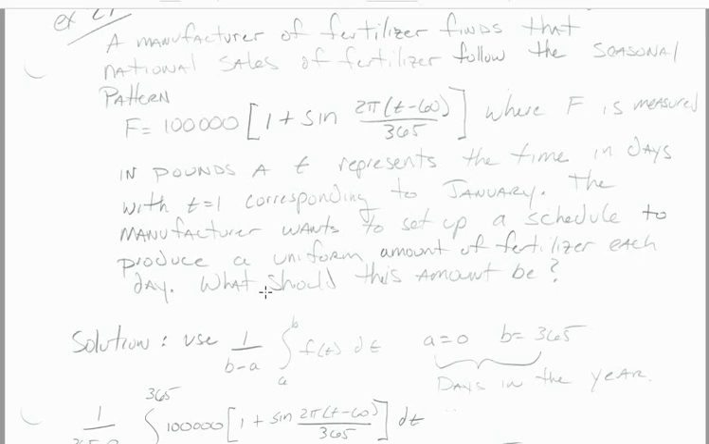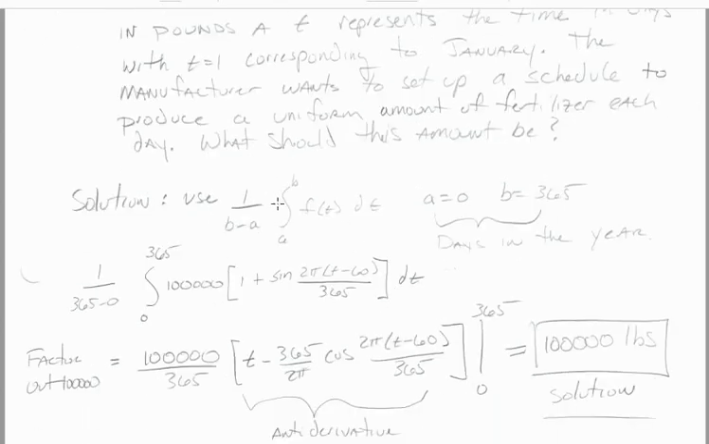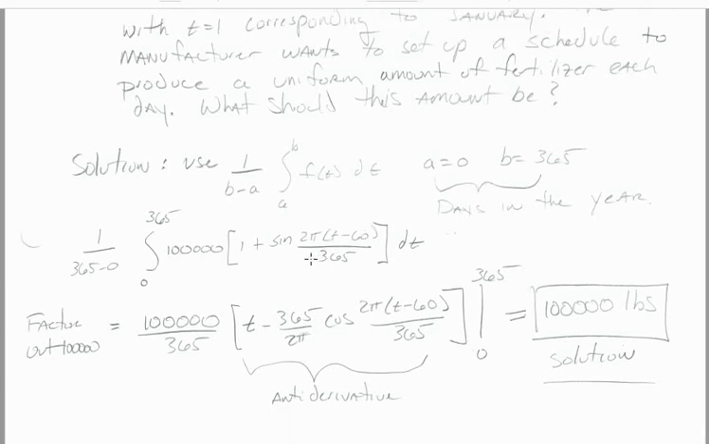A is 0. B is 365. We're not taking into account leap year or things like that for this problem, so 365 is your B. It's not like the last problem. We're not going to go 0 to 12 because that would give us per month. We want to go 0 to 365 because we want it per day. So setting up that problem, we're plugging into 1 over b minus a times the integral from a to b of f of t dt. When we substitute those values in, we get 1 divided by 365 minus 0, times the integral from 0 to 365 of the function.